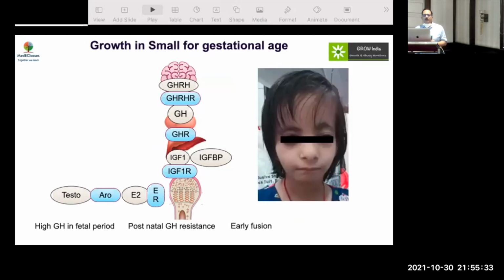Sometimes you can have a syndromic association. Dr. Tambe, which syndrome do you think this child is? This is the most common cause of syndromic SGA who don't have catch-up. Turners usually don't have that much low birth weight.